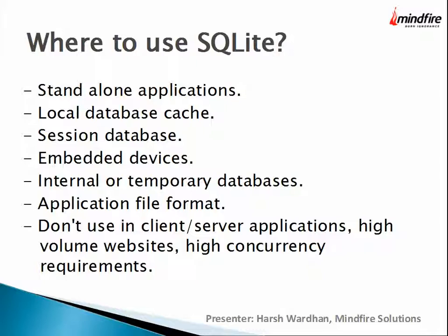Then local database cache. What I mean over here is, suppose you have a server and a client. You have an enterprise database, so you are maintaining a server for that, and you are pushing that updated data from your client side. What this caching means is, you cache the data in SQLite, and then whenever you want to push it, you push it to the server using SQLite. So for local caching, you use SQLite. That would reduce the pressure on the main enterprise server.